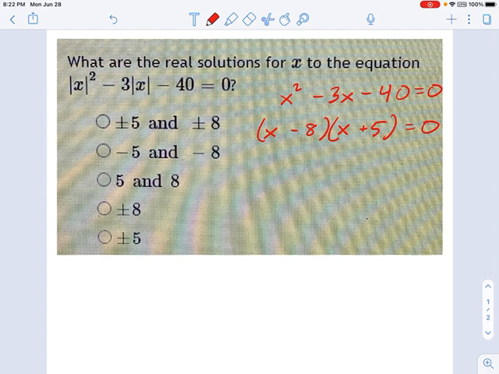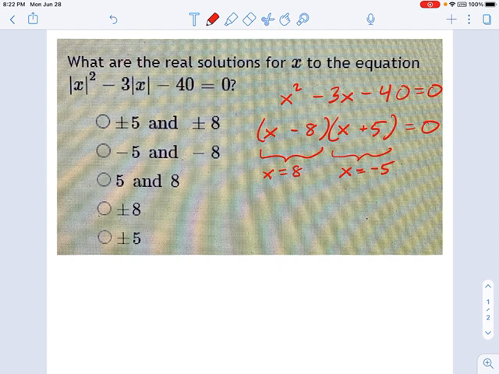So you would take this equation and then you would say, okay, well, this parentheses means x equals 8, and this parentheses means x equals negative 5. And we could go into more depth on that, but I think that's review for most people.